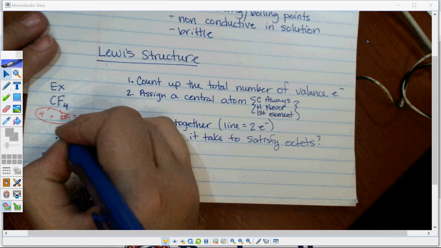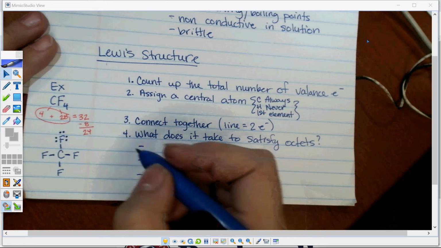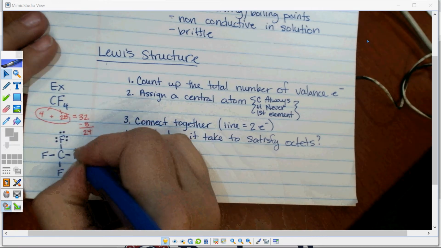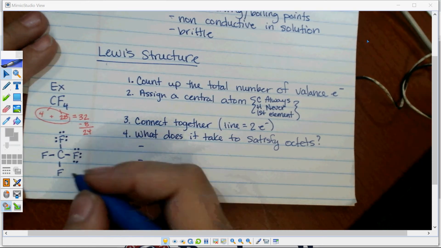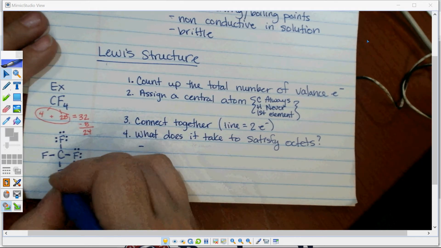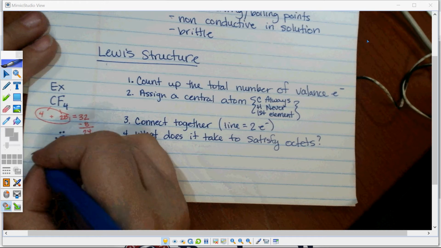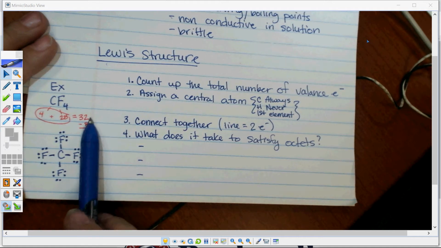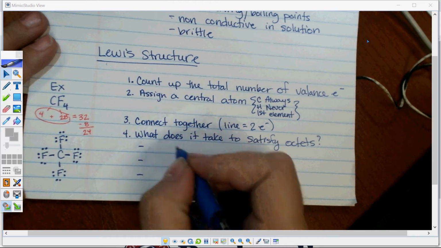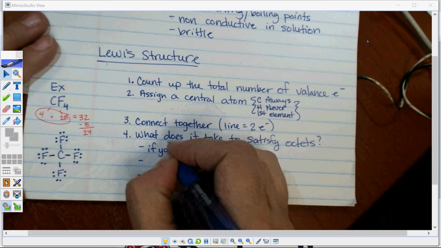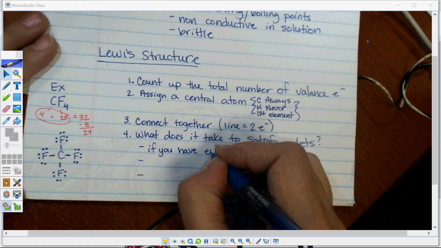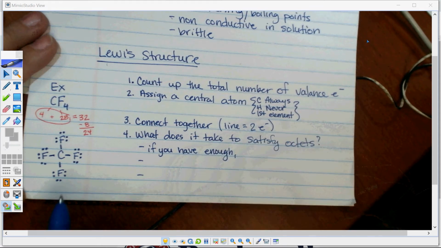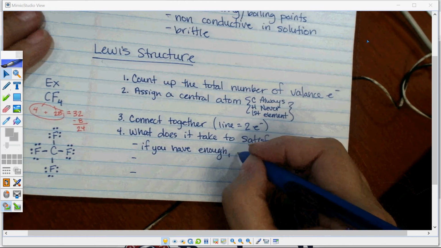And these dots represent electrons, and they always go in sets of 2. So by putting 6 dots, or 3 sets of 2, on each of these fluorine atoms, that is now satisfying everybody's octet, and I've used up the exact same number of valence electrons that I counted up to begin with, which was 32. So if you have enough electrons, you just give them out.